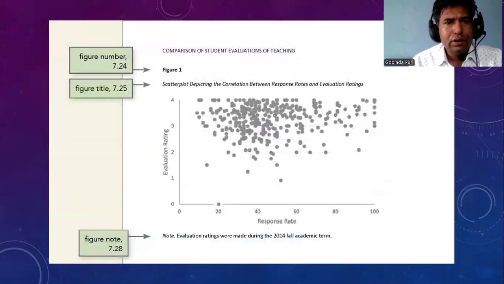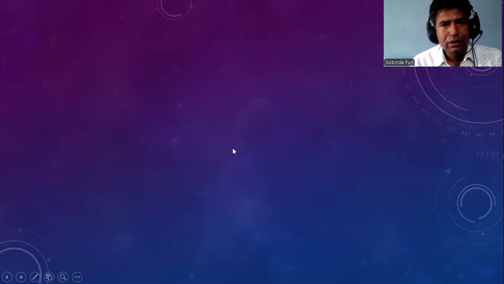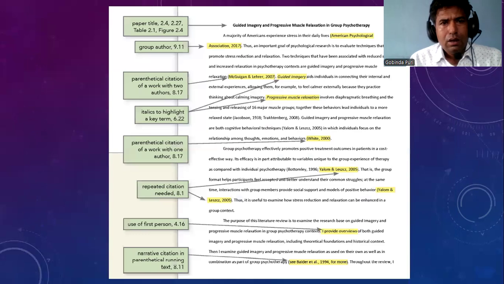And then again, figures are given quite differently. Figure 1, Figure 2: Figure 1 in bold, and then the title of the figure in italics, and a figure note can be given down like this. This is the way to give it. You can see here more examples.